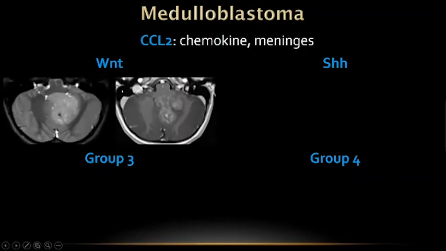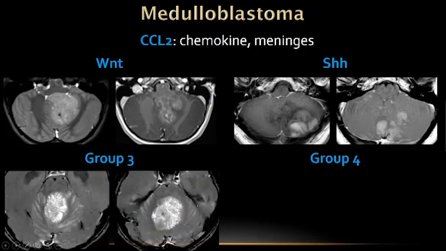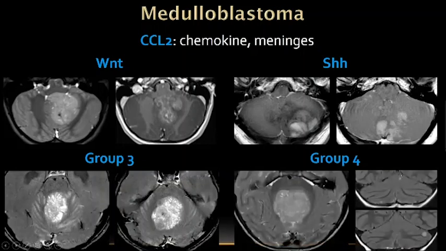So with the wingless subtype, you do not have that mutation, so they tend to not metastasize. Sonic hedgehog may have just some regional areas of spread because of that desmoplastic nodular pattern. But group 3 will have characteristic laminar leptomeningeal metastases, and then group 4, more of these nodular, non-enhancing metastases. But again, modulated by this blood-brain barrier transport with the chemokine receptor alterations.